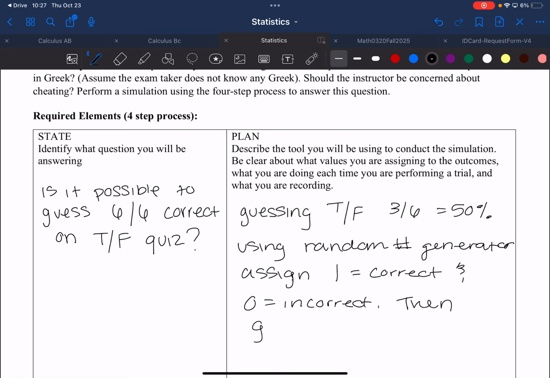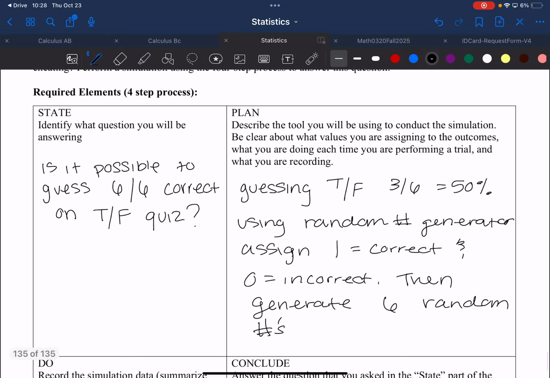Then generate 6 random numbers. So we're generating 6 random numbers of just 1s and 0s. This will count as 1 trial, and let's do this for 20 trials. So we would repeat 20 times.